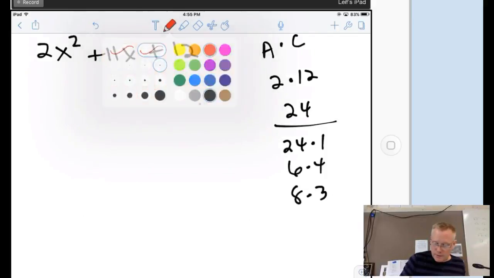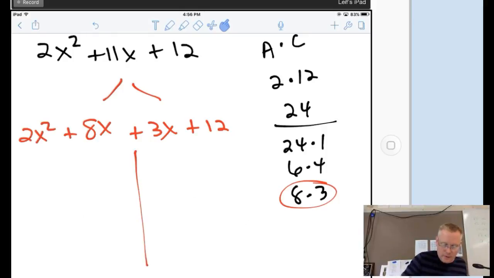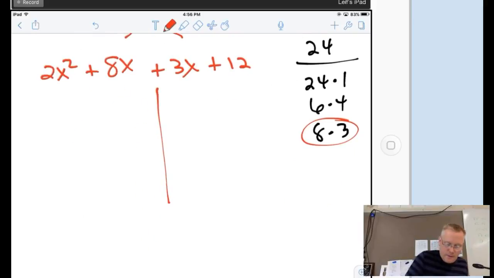Now what I'm going to do is take these factors and break up the 11x, okay? And what I get is 8x plus 3x adds up to 11x, okay? Now I'm going to bring down the plus 12 and the 2x squared. Now I'm going to draw a line down the middle and factor. I need to factor by grouping here.